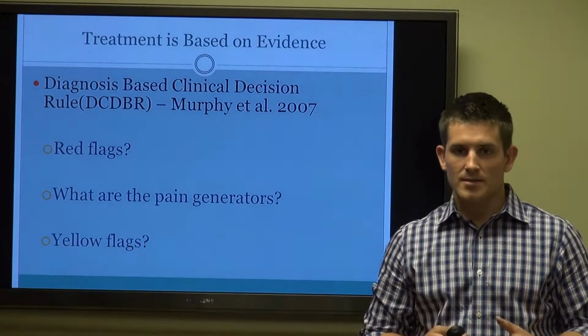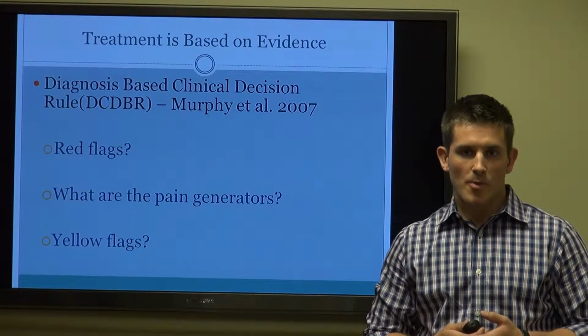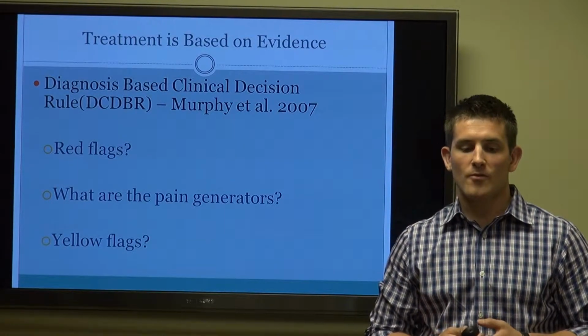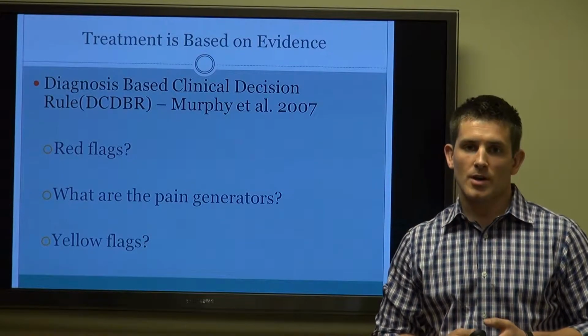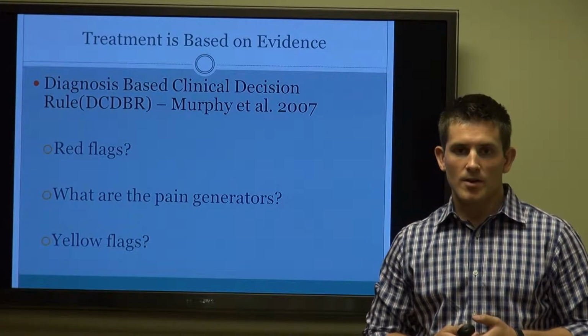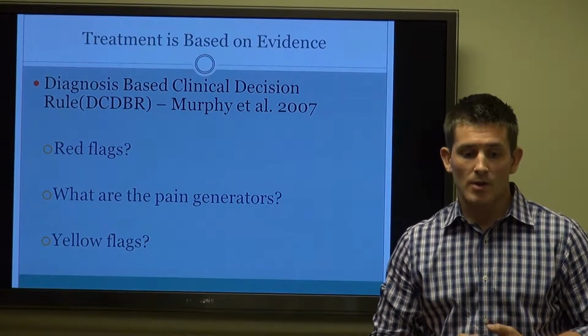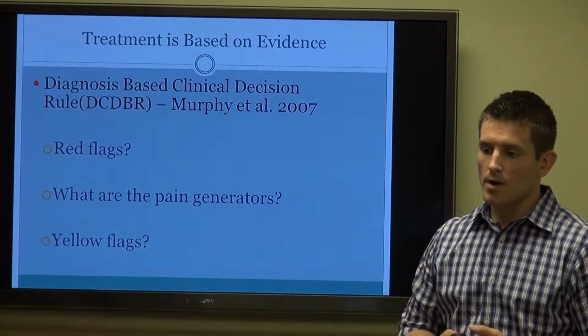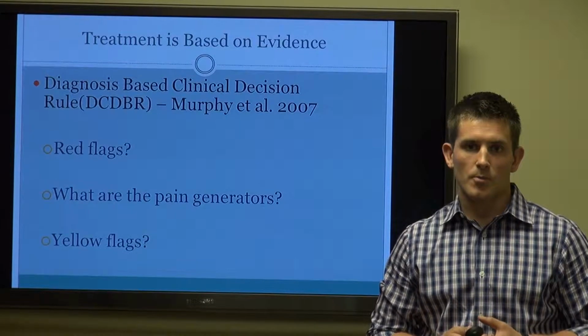Are there any red flags? Now, based on the current literature, red flags will present to a chiropractor's office about 2.7% of the time. From there, we rule out the red flags. We're looking at what are the pain generators. There's certain pain generators we look for specifically when it comes to spinal pain. We'll go over those. And then we look at yellow flags. What other things contribute to this patient as a whole that would lead to the presentation of pain?